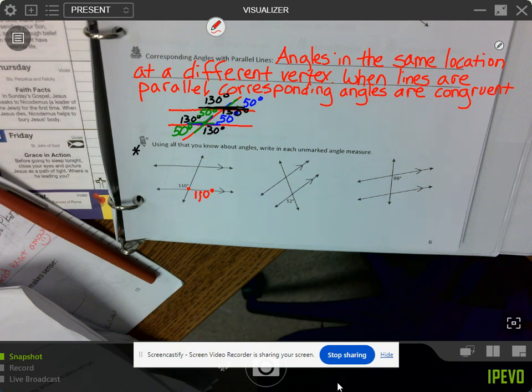So Layla used that vertical angle to know that if this one's 110 degrees, the one opposite is 110 degrees. Who can come and fill in another angle for me? Zelda. Fill in one angle.